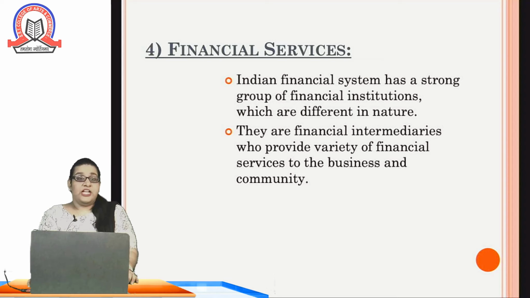Moving forward, financial services. Different financial services are provided by financial institutions. The Indian financial system has a strong group of financial institutions which are different in nature. Banks, insurance companies, those services which are provided by financial institutions are called financial services. There are financial intermediaries who provide a variety of financial services to the business and community. They help us to invest and mobilize the capital in the economy. In this way, the financial system plays an important role in any economy.